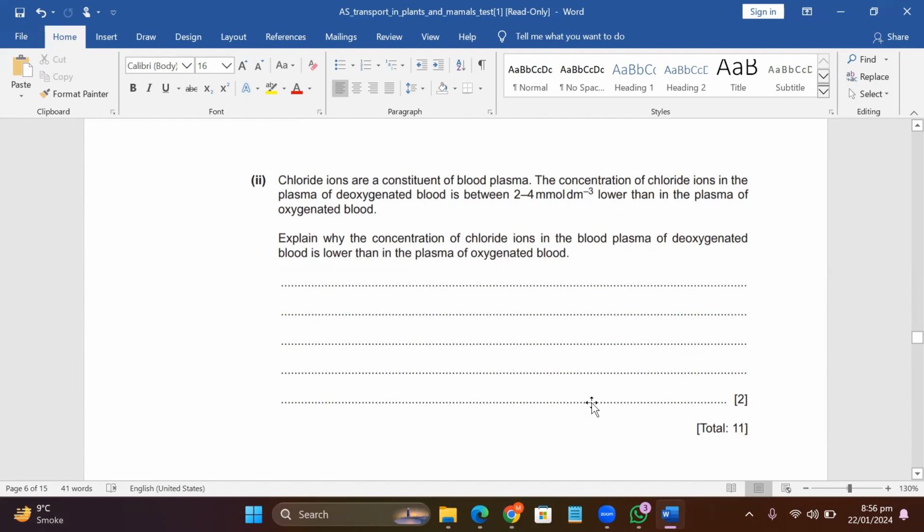Chloride ions are a constituent of blood plasma. The concentration of chloride ions in the plasma of the deoxygenated blood is between 2 to 4 millimolar per decimeter cubed lower than the plasma of oxygenated blood. Okay? Chloride ions are a constituent of blood plasma. You know, chloride shift happens. Okay? Carbonates come out and chloride ions go into the red blood cells. Explain why the concentration of chloride ions in the blood plasma of the deoxygenated blood is lower than the plasma of the oxygenated blood. Obviously, because of the chloride shift.